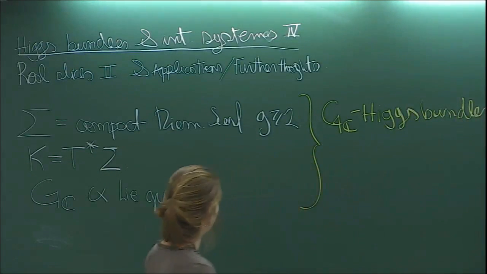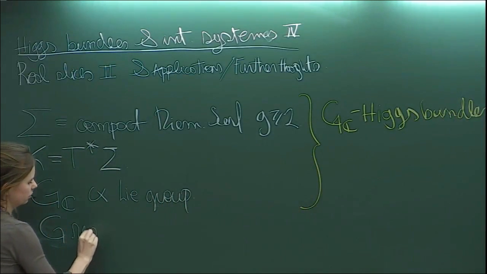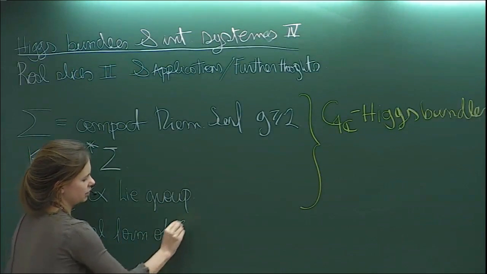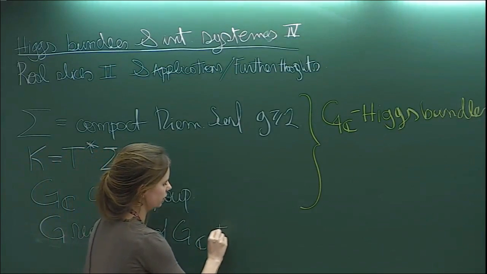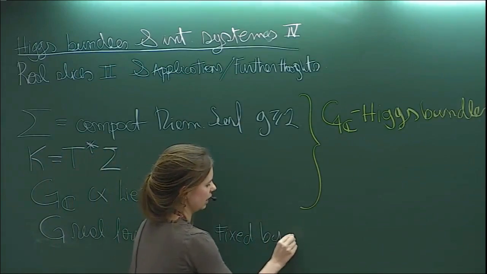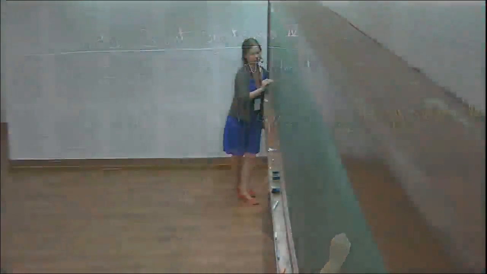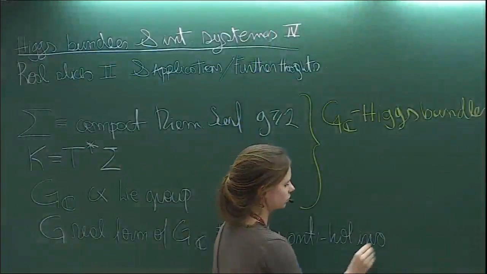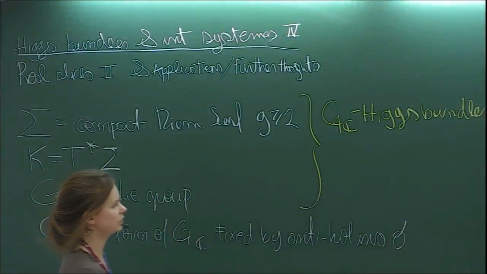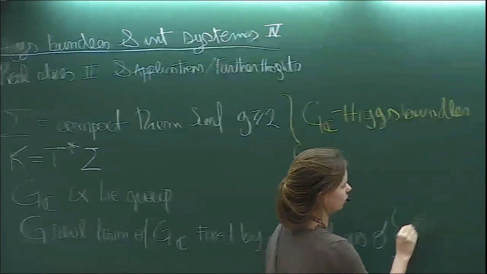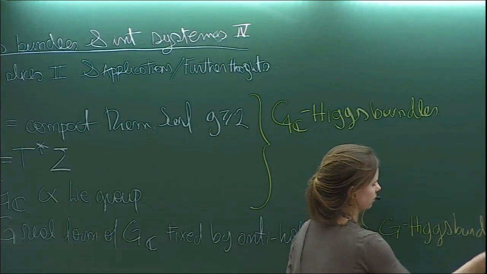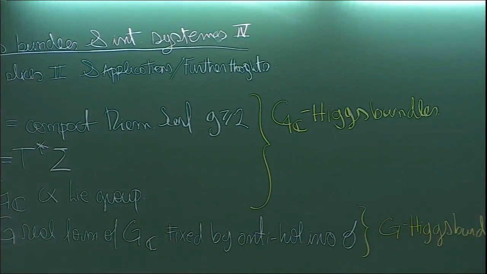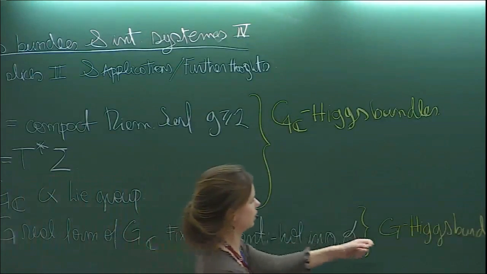If we make a choice of a real structure on the group, we can define real Higgs bundles. So let's put here G, real form of G_C. And the real form is fixed by an anti-holomorphic involution sigma. And this allows us to define the real Higgs bundles, so G Higgs bundles. In the moduli space, we can construct the moduli spaces of complex Higgs bundles and of real Higgs bundles.